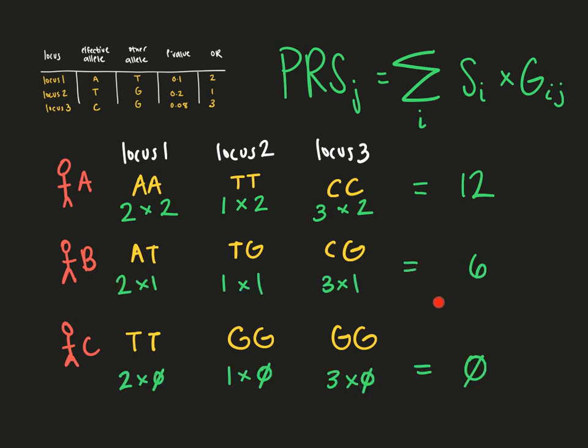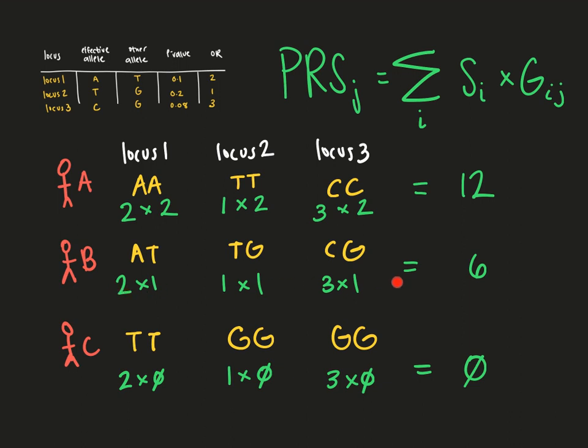I filled in the polygenic risk scores for individuals B and C. Notice that this first value in each component never changed because the odds ratio, or the strength of the association of that effective allele with the phenotype, is a constant value. That's what I discovered from my genome-wide association studies. So that isn't going to change from person to person. What changes is the number of copies of the effective allele that each individual has.